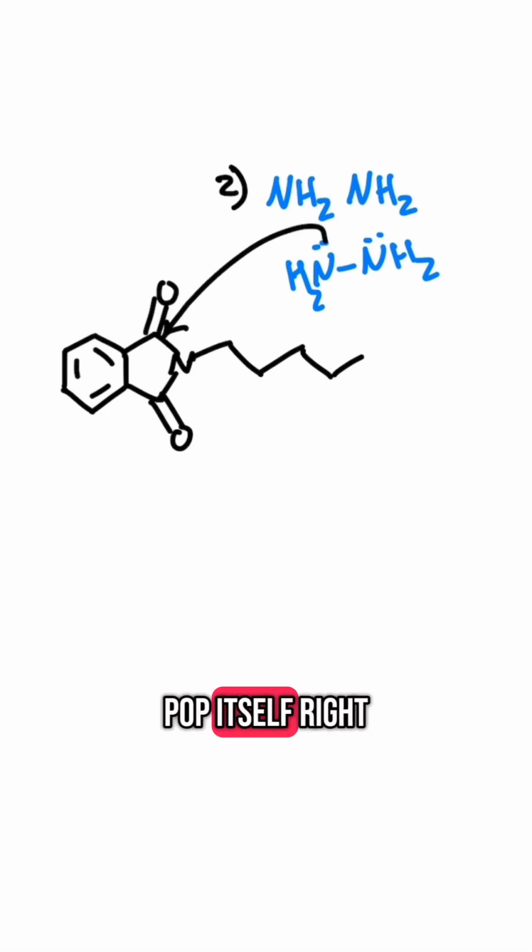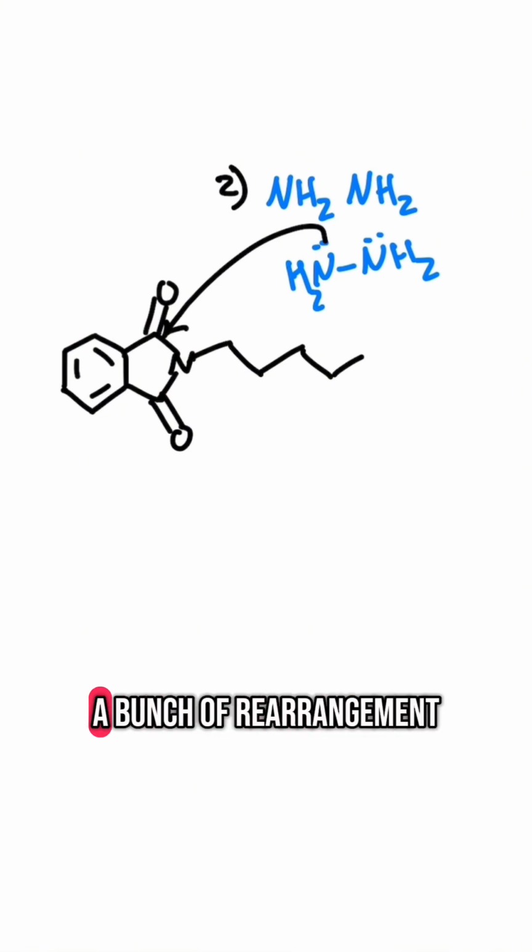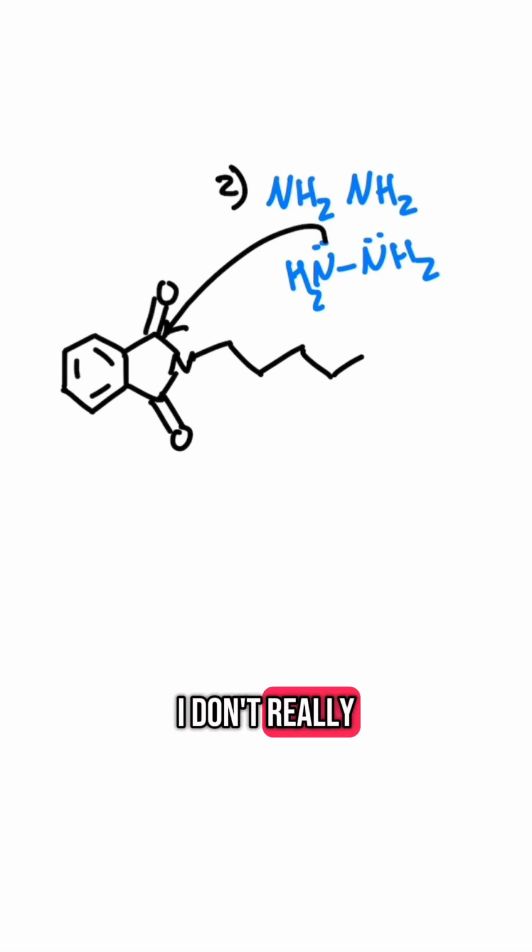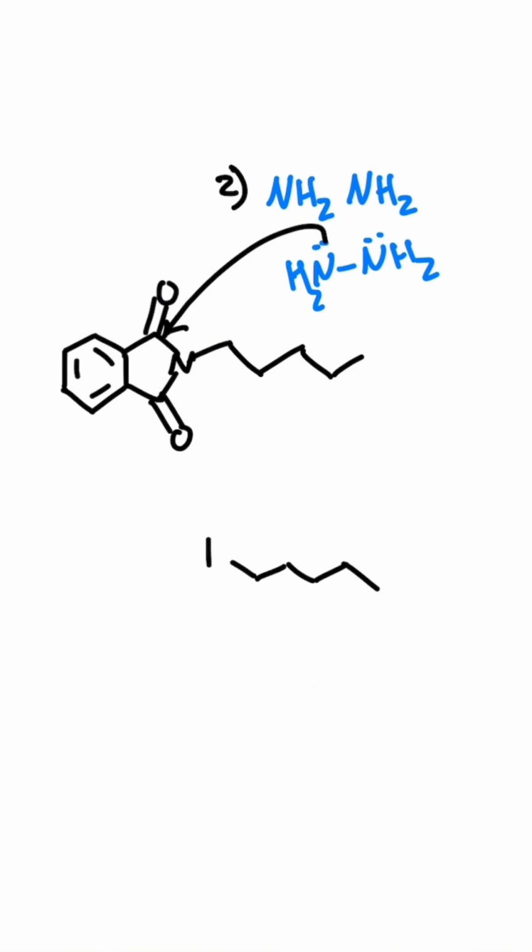It's going to attach right on there, and then through a bunch of rearrangements that I don't really feel like going through right now, I could probably make a whole video on the ending mechanism of this reaction. But suffice it to say, you're going to end up with this as your final product. 1, 2, 3, 4, 5. We get a primary amine as our product.